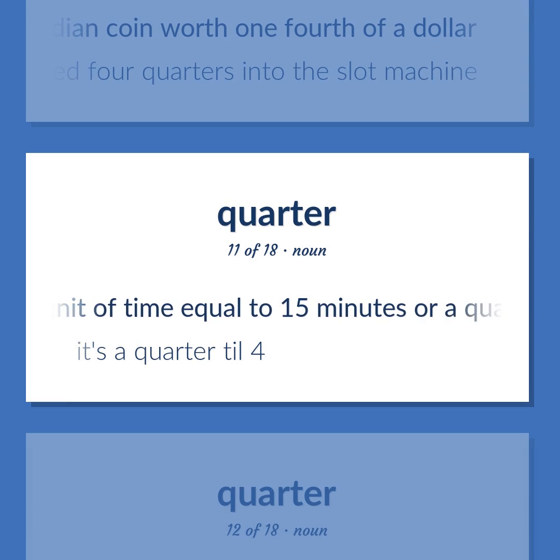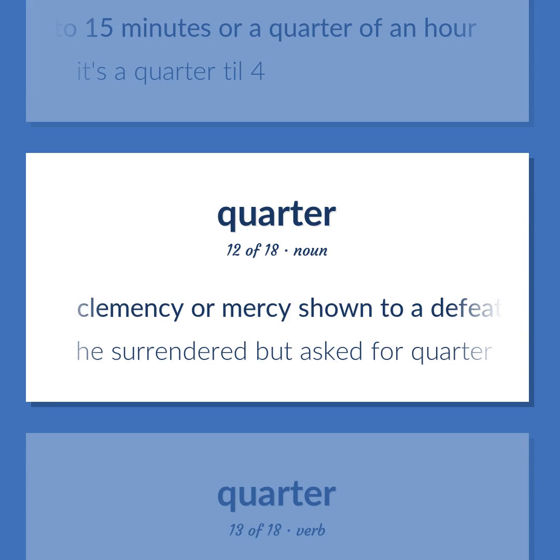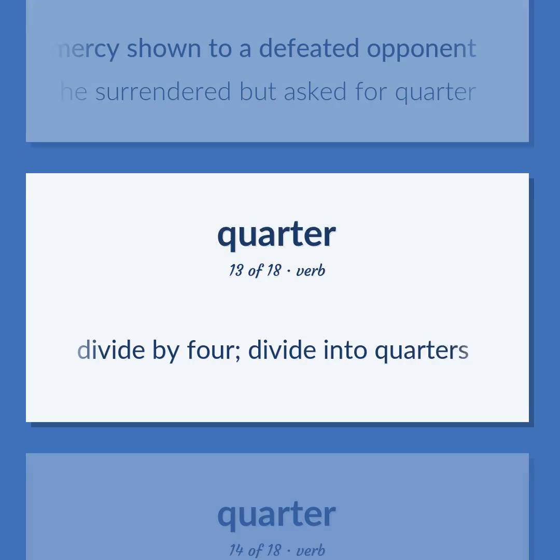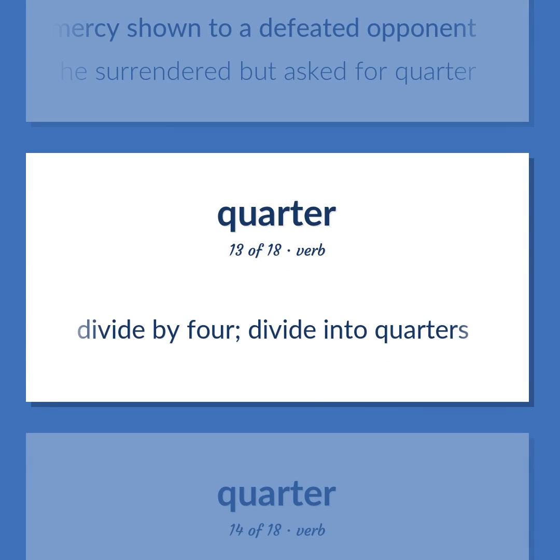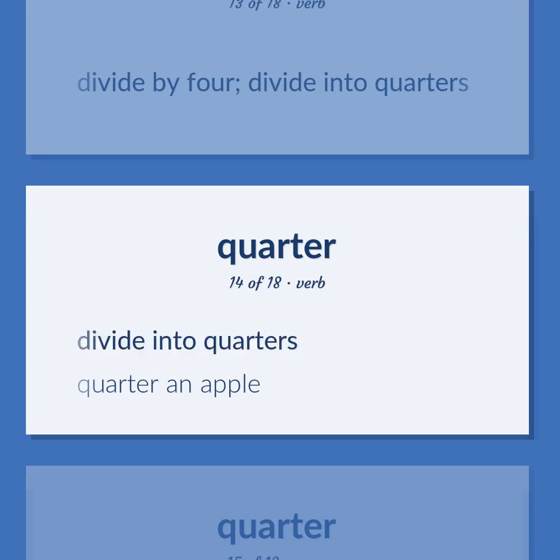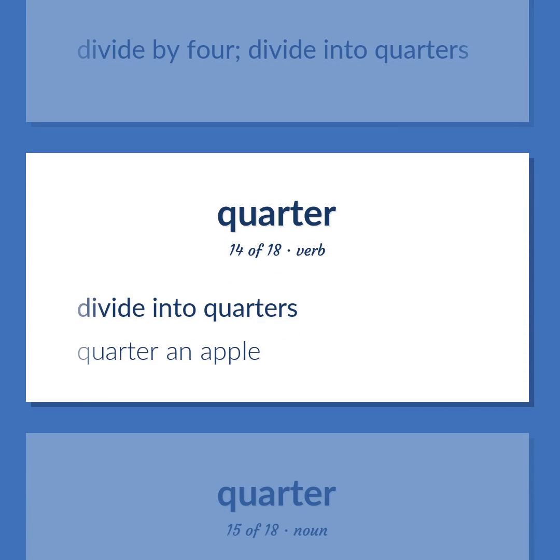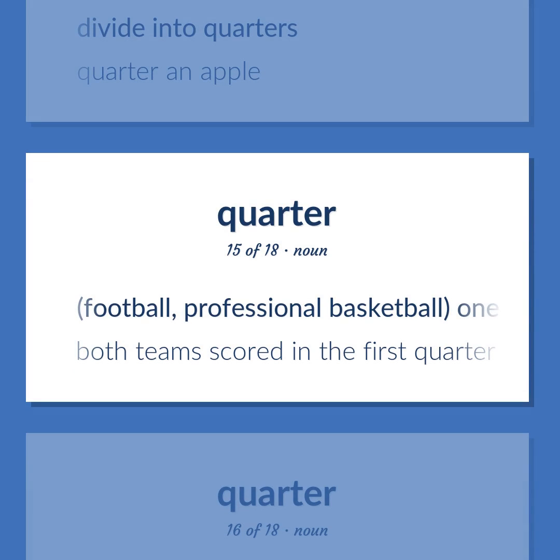A unit of time equal to 15 minutes or a quarter of an hour. It's a quarter till 4. Clemency or mercy shown to a defeated opponent. He surrendered but asked for quarter. Divide by 4. Divide into quarters. Quarter an apple. Football, professional basketball, one of 4 divisions into which some games are divided. Both teams scored in the first quarter.